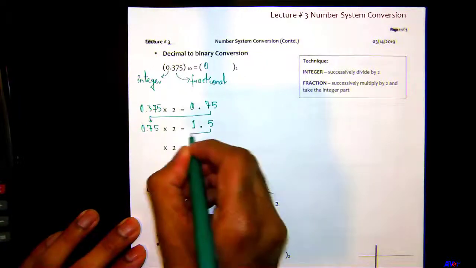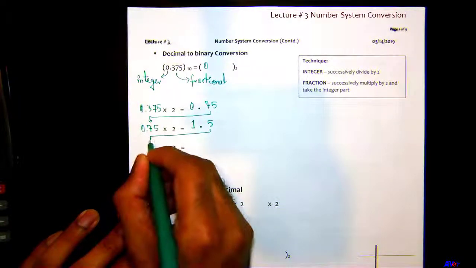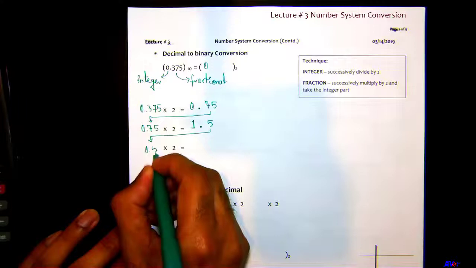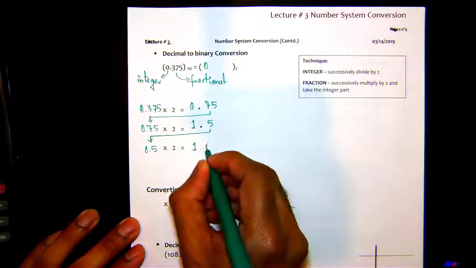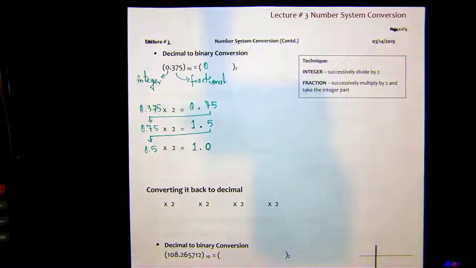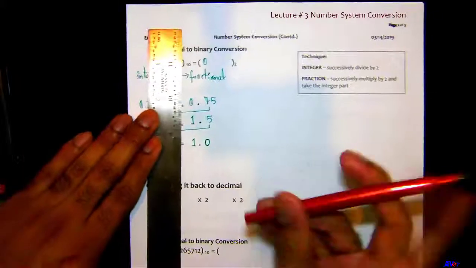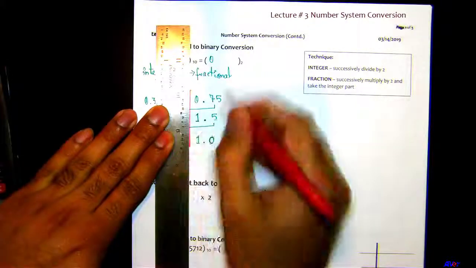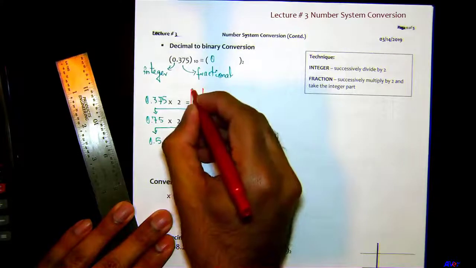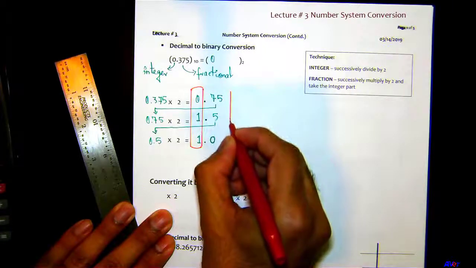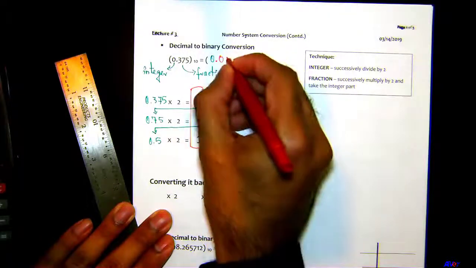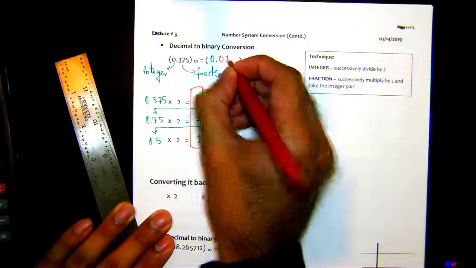You take the fractional part again. You keep on doing that until you get to 0. 0.5 multiplied by 2, 1.0. Here the fractional part is now 0, so we stop here. And this is the binary code for the fractional part right here. We actually follow this sequence right here. Okay, so 0.0, 1, 1.